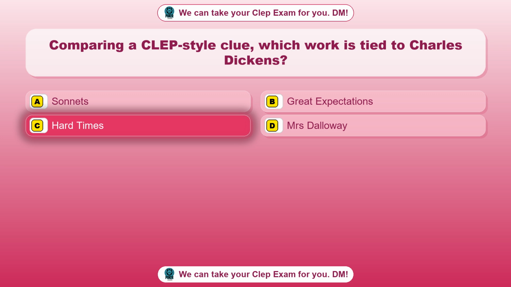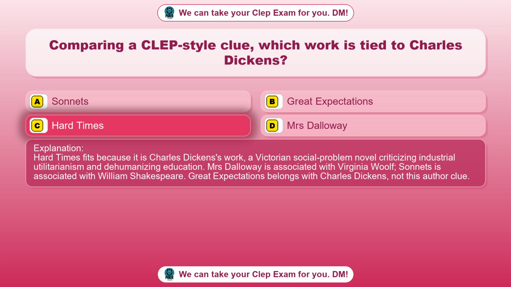Hard Times. Hard Times fits because it is Charles Dickens's work, a Victorian social problem novel criticizing industrial utilitarianism and dehumanizing education. Mrs. Dalloway is associated with Virginia Woolf, Sonnets is associated with William Shakespeare. Great Expectations belongs with Charles Dickens, not this author clue.